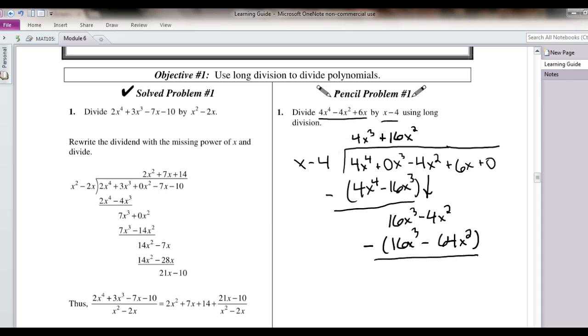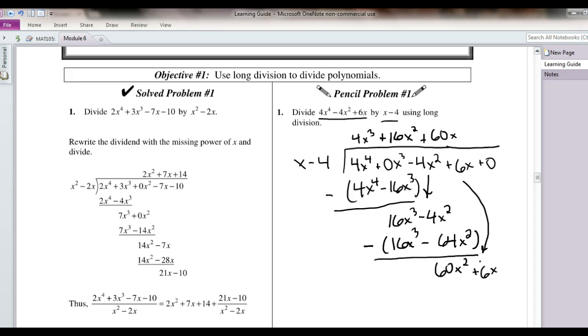So the 16s cancel. If you did it right, the first term always cancels, and you'll have one left over. So now we have minus 4x squared, and then the two negatives will make this plus 64x squared. So that'll give me 64x squared minus 4x squared, which is 60x squared. Then we bring down the next one, 6x. Okay, so we have to do plus 60x.